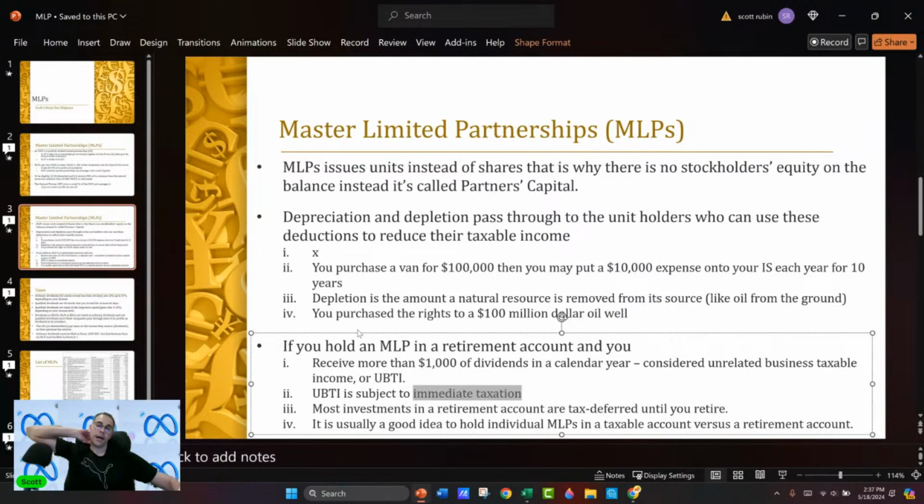Because if you invest a lot in an MLP, and say you get a lot of dividends, like $50,000 in dividends, you have to pay the taxes on that, even though you don't have access to the money.